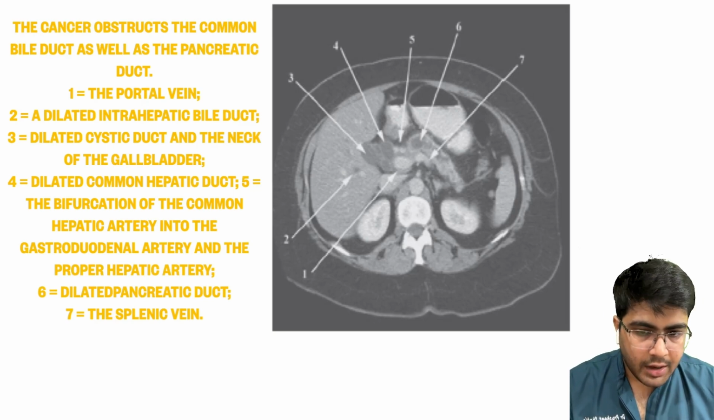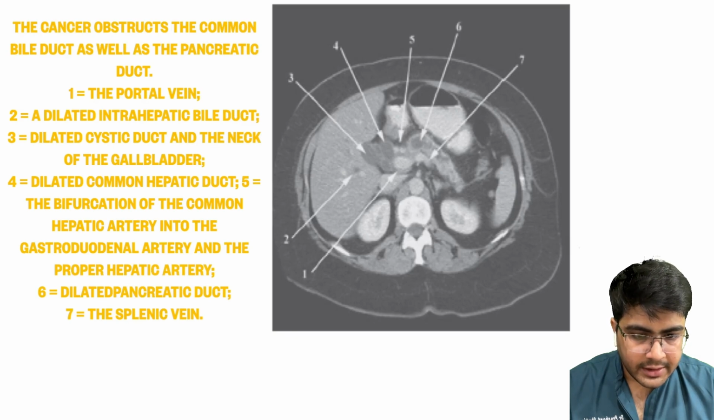So the one is marked as the portal vein. Okay, hope you are able to detect that one is portal vein. The 3 is the cystic duct and the gallbladder area. The 4 is the common hepatic duct, and the 5th is the bifurcation of the common hepatic artery into the gastroduodenal artery and the proper hepatic artery. Okay, so this is the 5th. The 6th is the dilated pancreatic duct, and the 7th is the splenic vein.